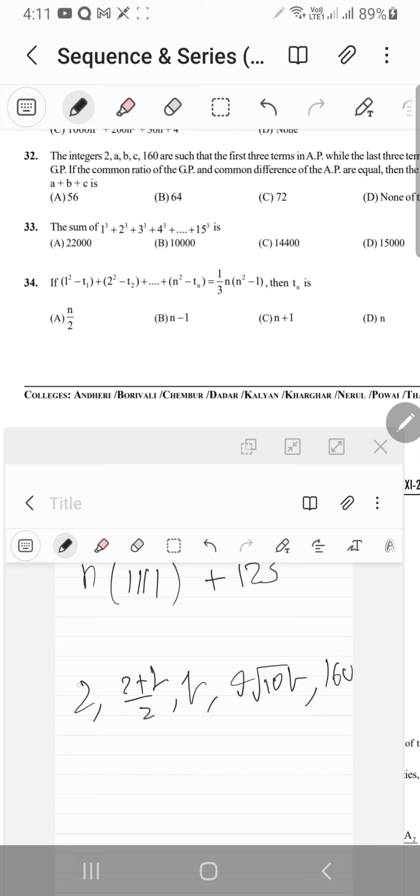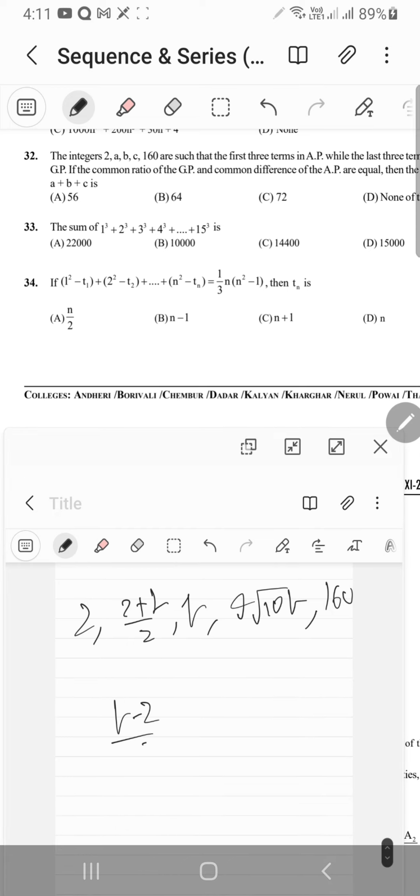So what's the common difference? Well, you can write this as 4 upon 2, right? That will just be B minus 2 upon 2. That is the common difference.